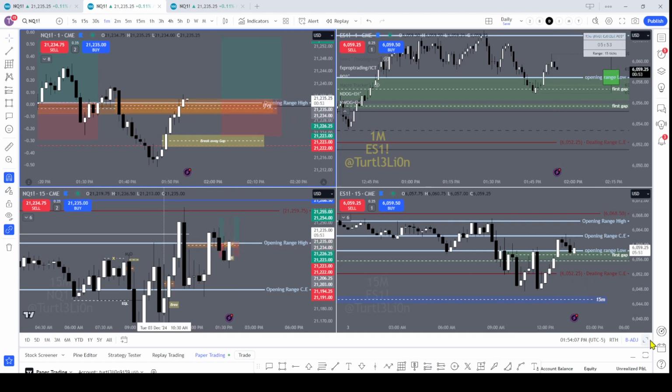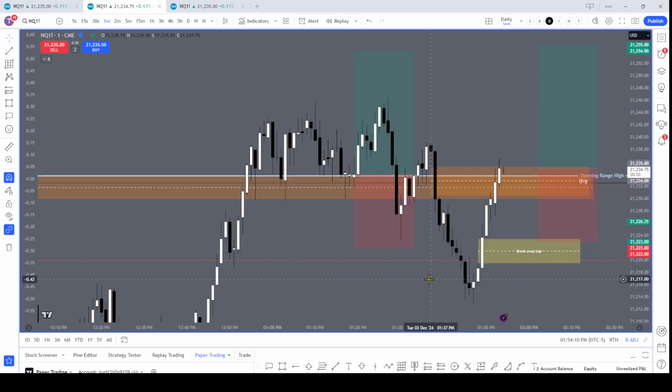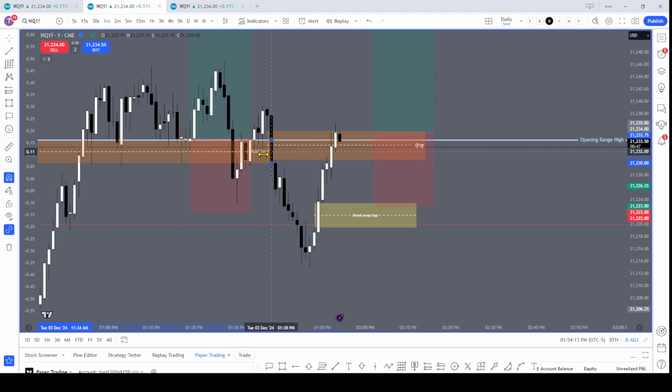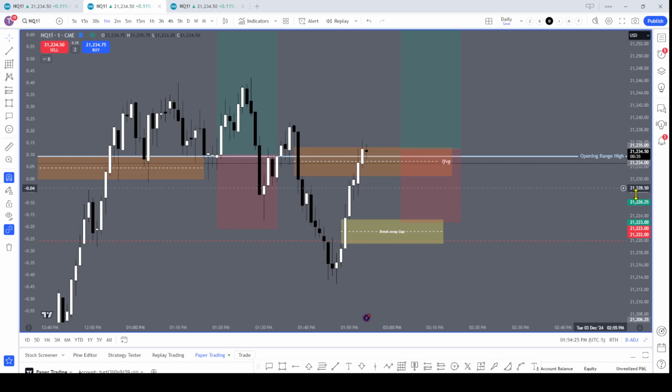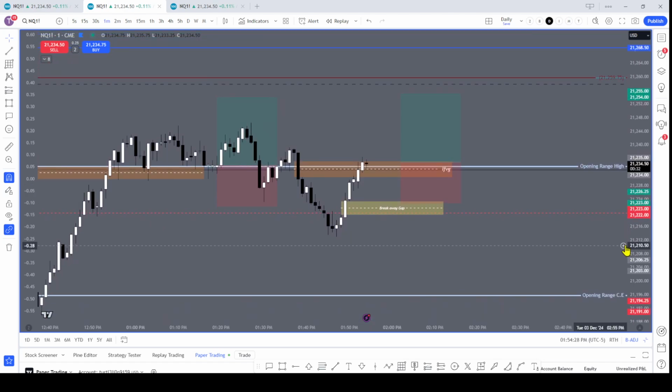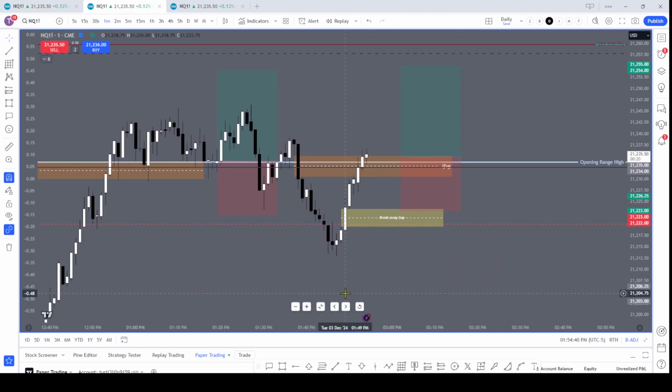Okay, that didn't close above it. Bring this one back. This is from earlier. That's the high of previous day. We are inside of the 150 macro. 15 seconds left in that candle. 10 seconds.